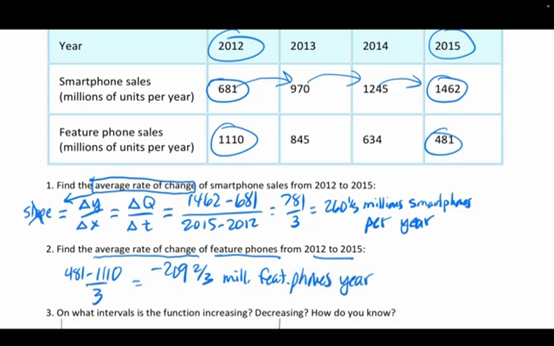So now we can talk about this two different ways. We can say the change was negative 209 2/3 million, or we could say it as a decrease of 209 2/3 million feature phones per year. That would make more sense if you're just practically going to say, because you'll notice they're going down and going down and going down. So you actually should have an average decrease per year, therefore it would be a negative number. So just be ready to interpret that as a decrease. A negative rate of change is a decrease per year.